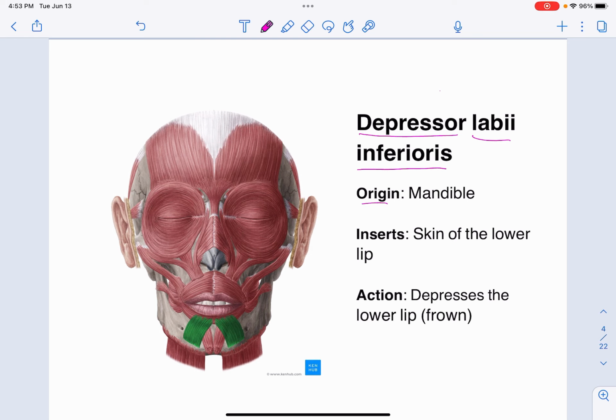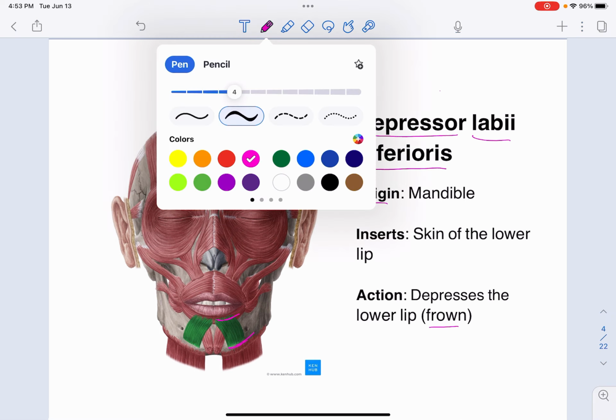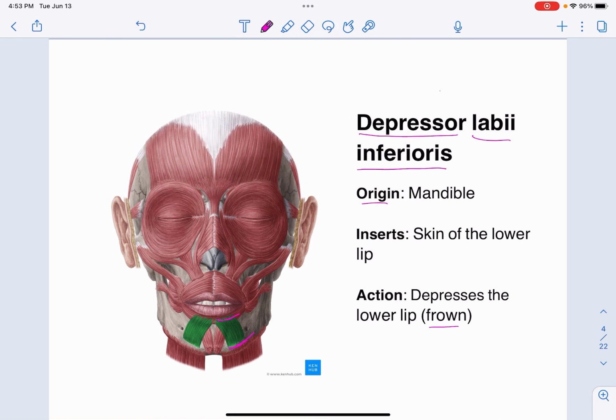It originates here at the mandible. It inserts into the skin of the lower lip here, and you can imagine that if that muscle contracted, you would get depression of the lower lip. So again, don't use frown. I just kind of put that there so that you can get an idea of what kind of facial expression that is. But the technical term is that it is depressing the lower lip.